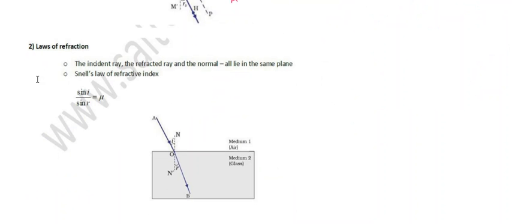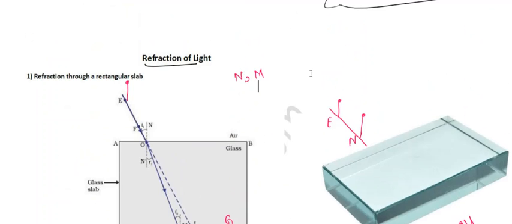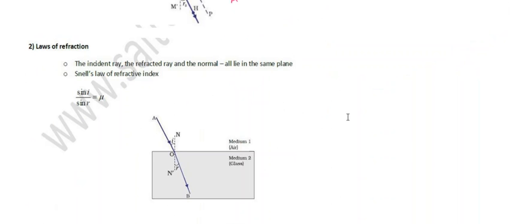Now based on that, we can verify the law of refraction. That is, the incident ray, the refracted ray, and the normal all lie in the same plane, is it not? So all lie in the paper only, that is the XY plane. You can think of it as the plane of the paper. So the incident ray, the incident angle, and the normal are everything on the same plane only.